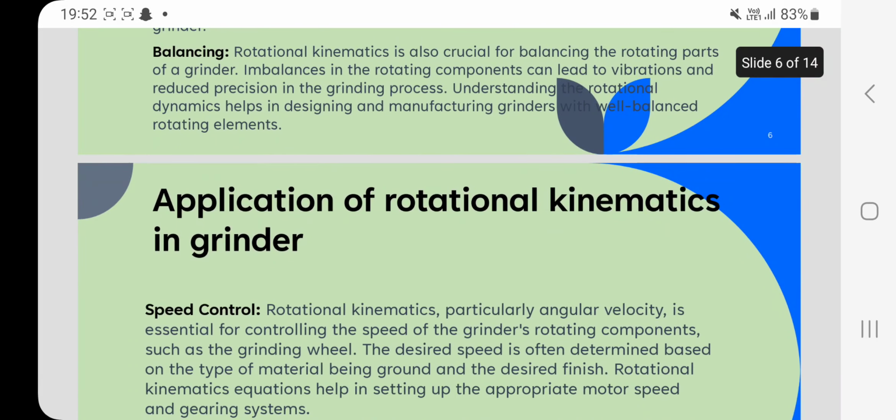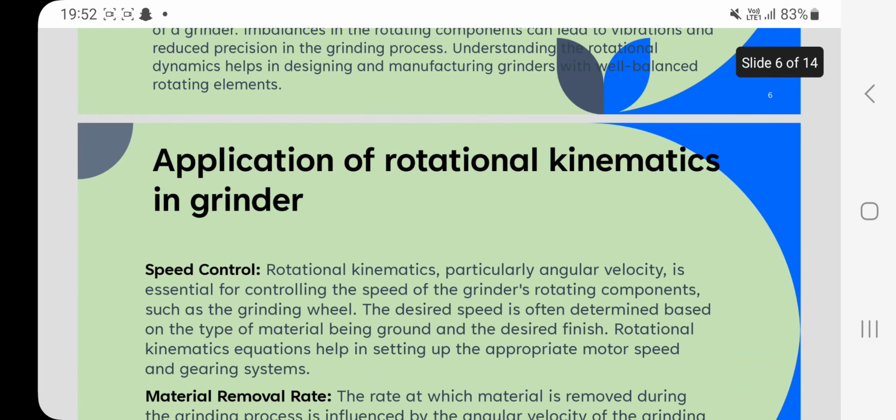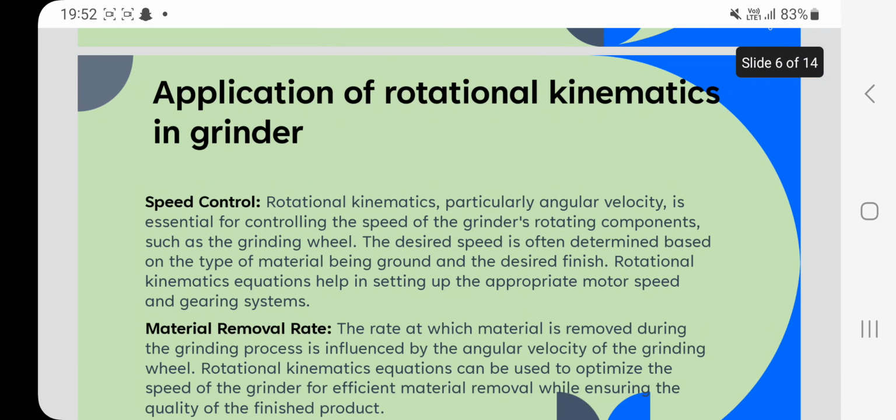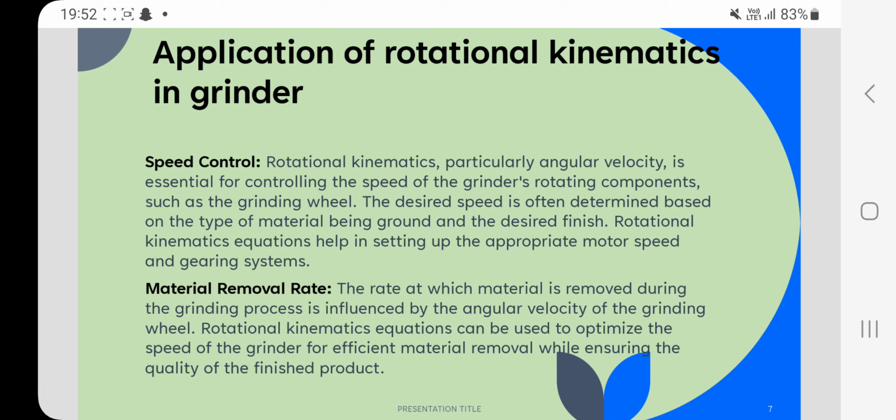Application of rotational kinematics in grinder. Speed control. Rotational kinematics, particularly angular velocity, is essential for controlling the speed of the grinder's rotational components, such as the grinding wheel. The desired speed is often determined based on the type of material being ground and the desired finish. Rotational kinematic equations help in setting up the appropriate motor speed and gearing systems.